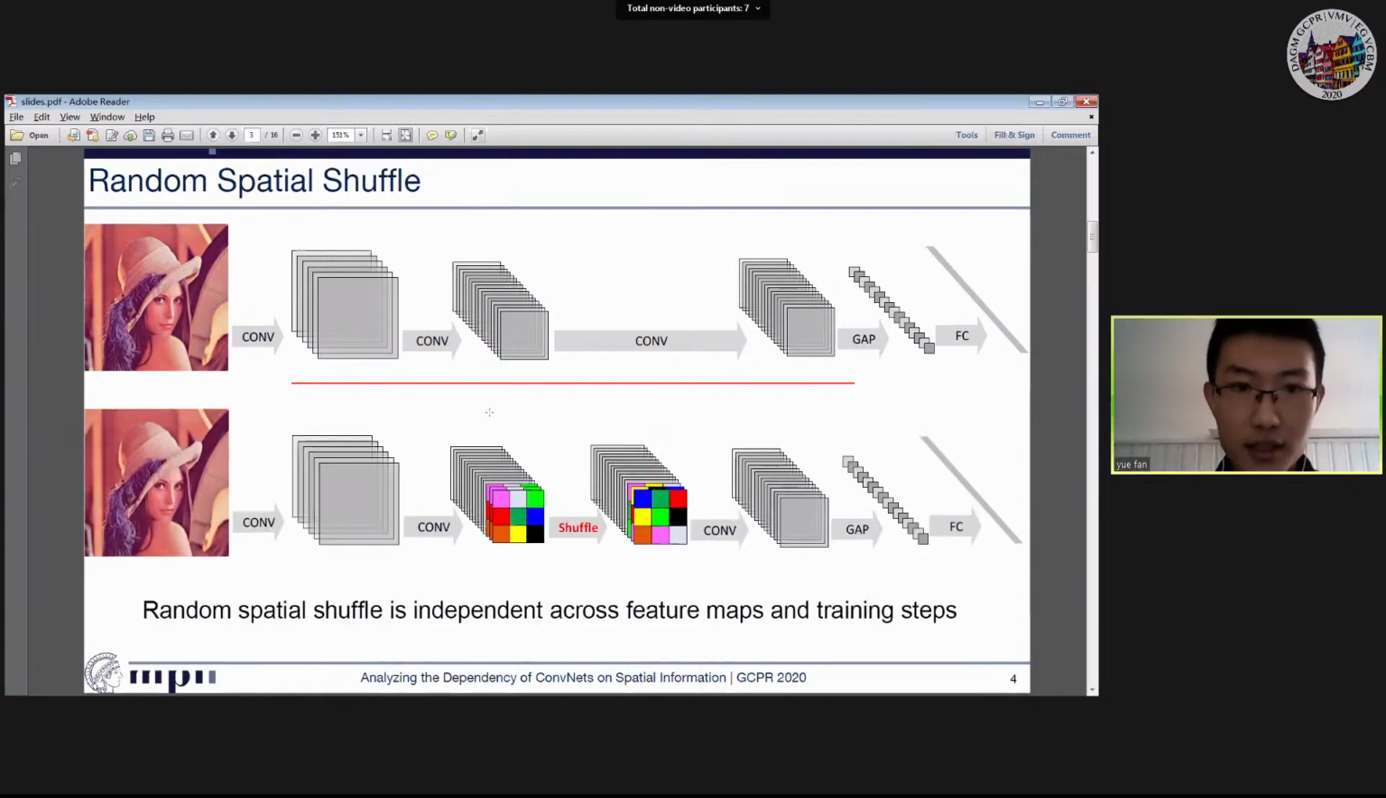Let's add something different here. At each training iteration, we take this feature map before the next convolution, and then we randomly shuffle the activations on the feature map spatially, and then we will get this. This random spatial shuffle is independent across feature maps and training steps. So now the question would be, how will this random spatial shuffle influence the final performance?